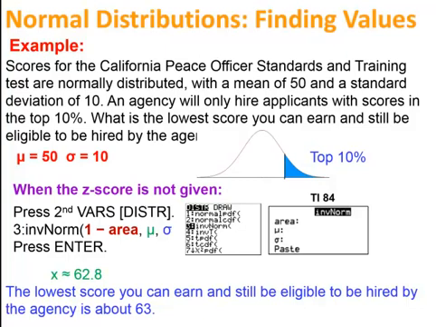Top 10% would be shaded to the right. Therefore, when you're trying to find that z-score or you're plugging it into the calculator, you need to use that 1 minus the area because it's not going to the left. Very important to make that connection early on.